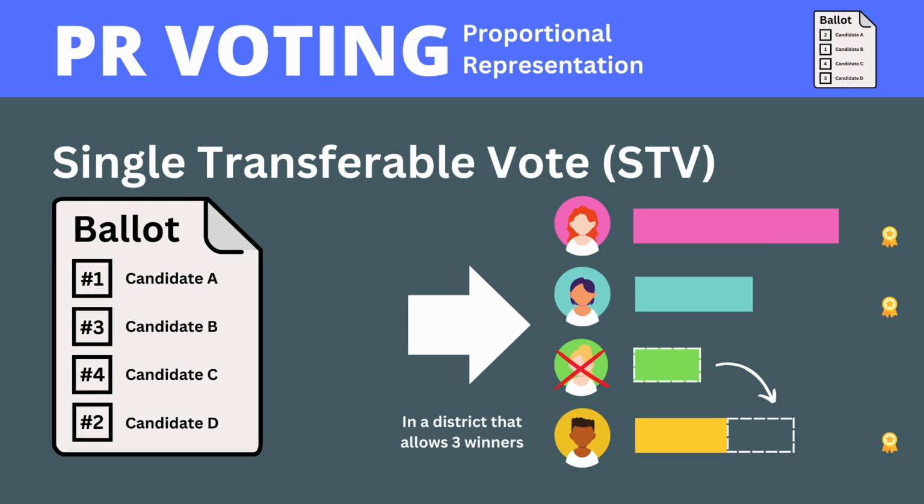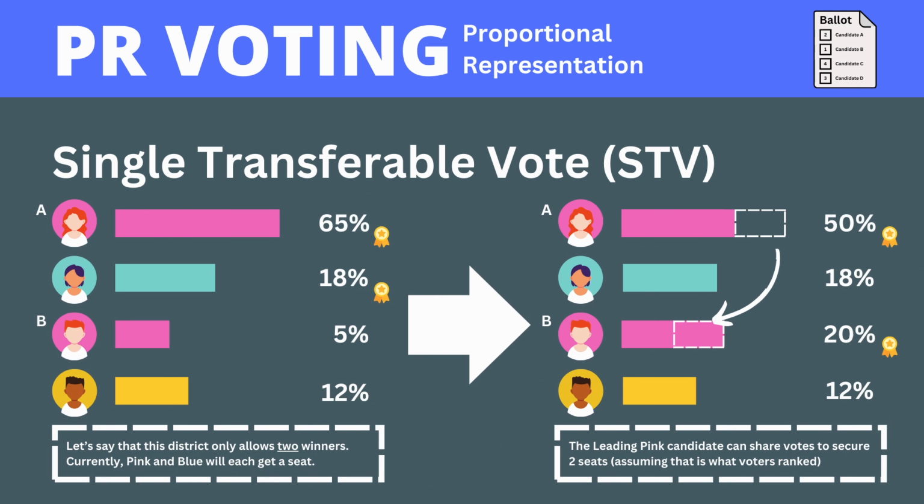It's very similar to alternative vote, just that there are multiple winners instead of one. Let's say there are 4 people running in a 2-person district. If 2 individuals can get selected, the top 2 candidates with the most votes win. If the pink party has 2 candidates, but person A gets 65% of the vote, he or she can transfer 15% of the votes to person B, which allows 2 people from the party to win instead of 1 candidate.